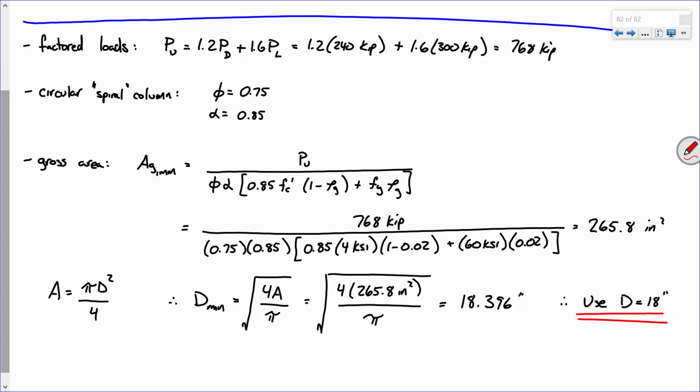All right, so again, we made an assumption to arrive at this dimension. So there's no problem going up or going down as long as you use the actual gross area to compute what is the required steel.